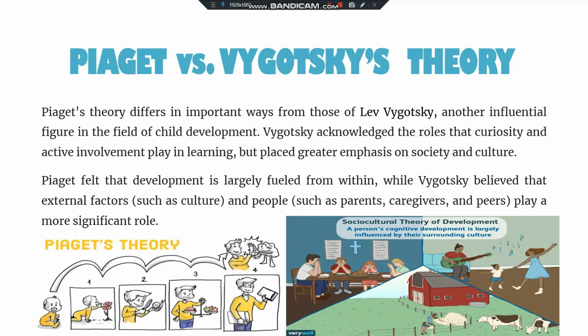So meaning the person's cognitive development is largely influenced by their surrounding culture, while Piaget's theory states that the mind grows, or intelligence develops, as children grow. So as a result, Piaget believed that people have the same capacity to learn as they do at any point in their lives. At the same time, Vygotsky thought that as children mature, their ability to learn improves on the basis that their social interactions with caregivers and peers become more sophisticated.